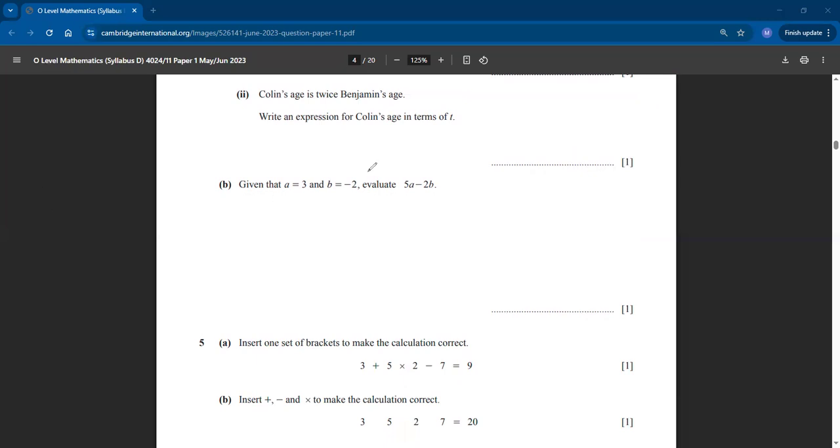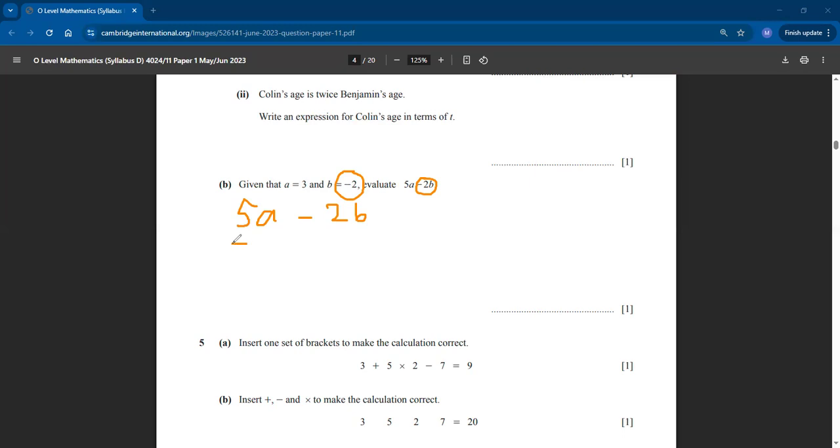But where do students get it wrong? The students mess up in the signs. You see, there's a negative over here as well and a negative over here as well. That is where students mess it up. Okay, let's write down the equation. 5A minus 2B. Okay, and then instead of A, just write down the value of A, which is 3, and instead of B, just write down the value of B, which is a negative 2.